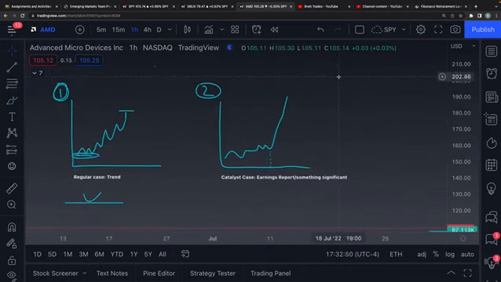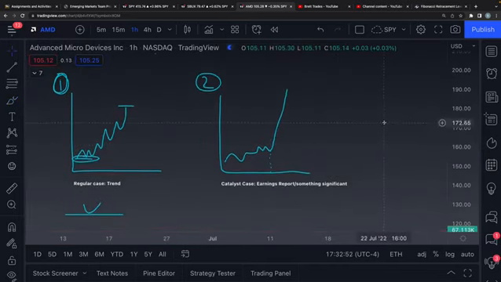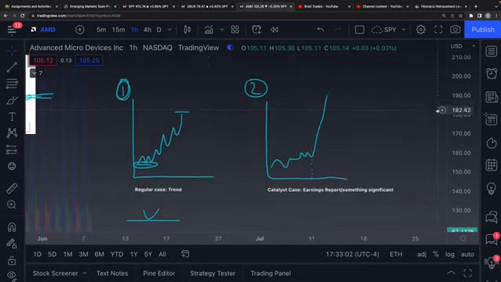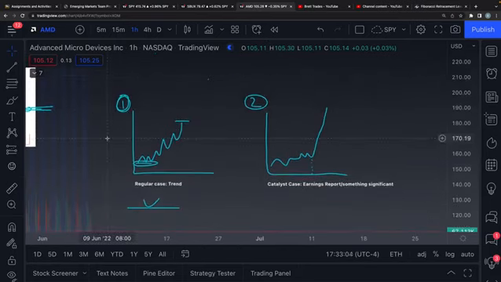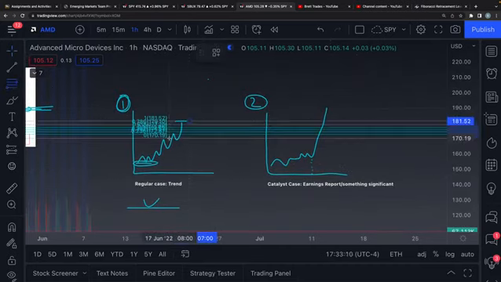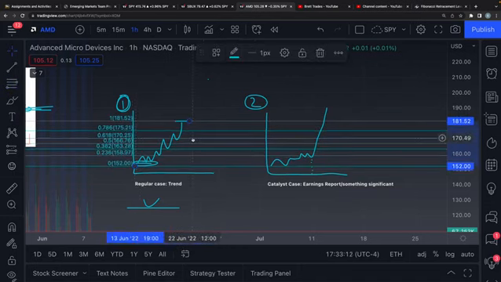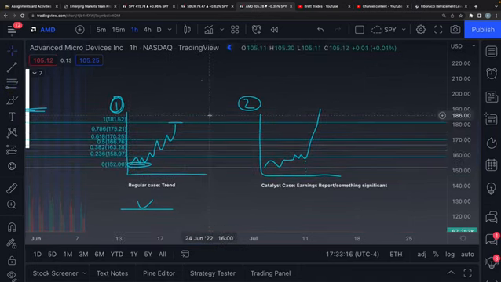Now, this second case is a catalyst case. This is when you have an earnings report or something significant that's resulting in a very quick upward parabolic price action movement. Just keep in mind, I want to take a step back for a second. This is also true on the downside. If this was a downside play, you would plot the high and then go all the way to the low. Same deal, it's the same fundamental thing. You're just plotting the high and plotting the low.